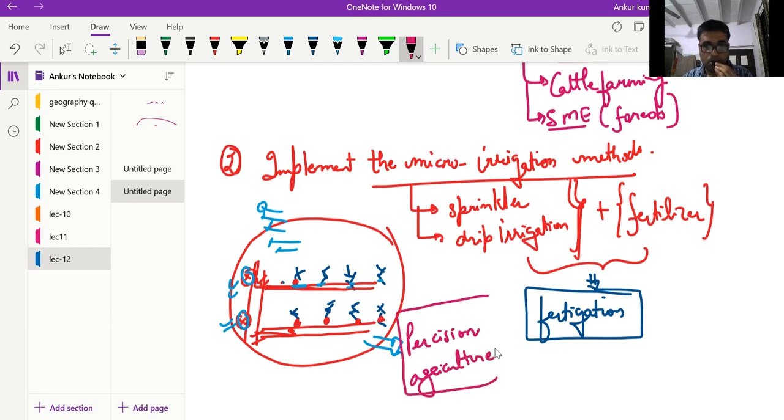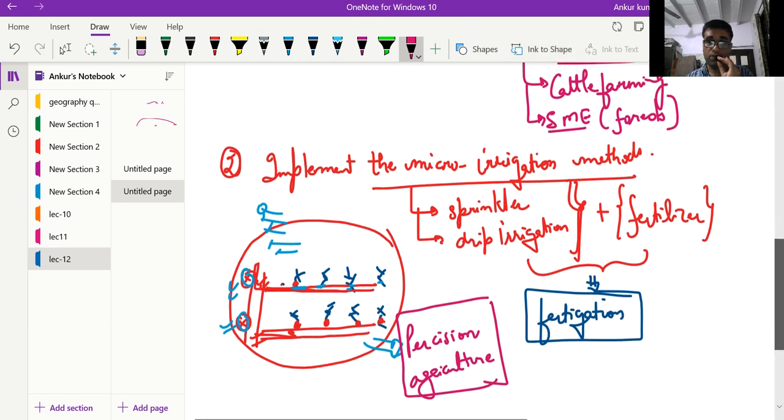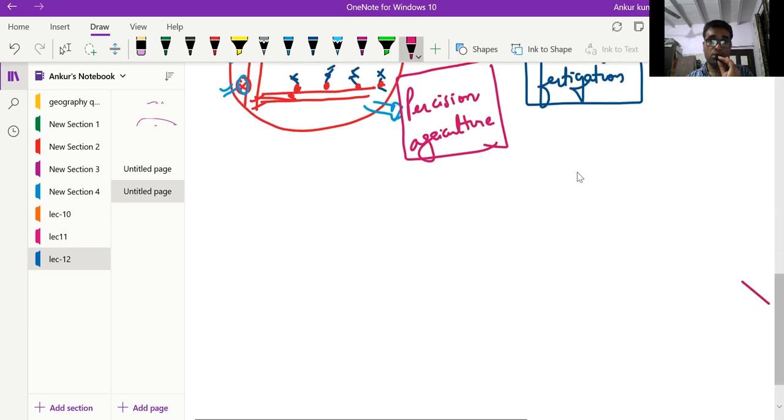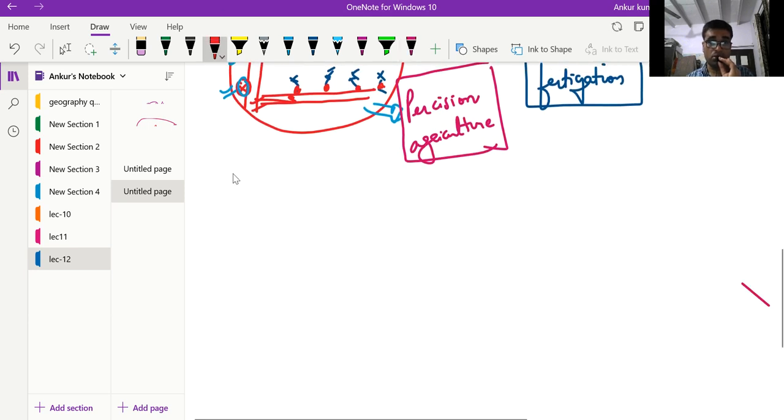So this is the second method that we must follow to correct the wrongs that we committed during the green revolution program. Now coming to the third solution. The third solution is organic farming.